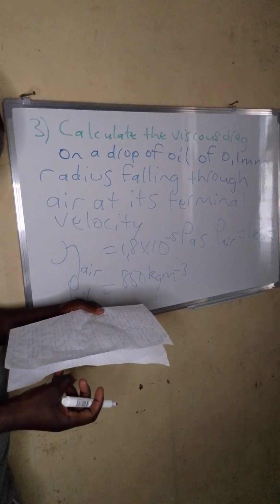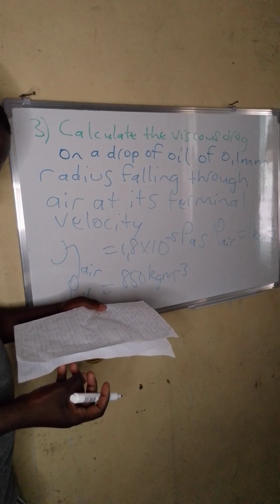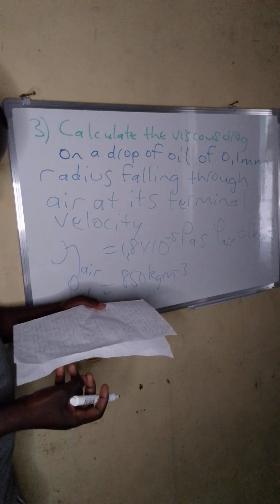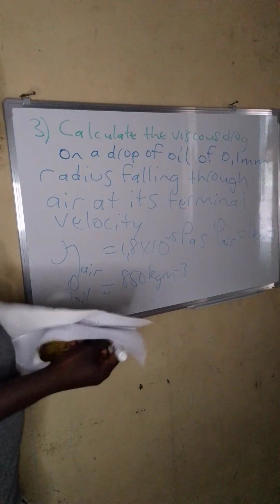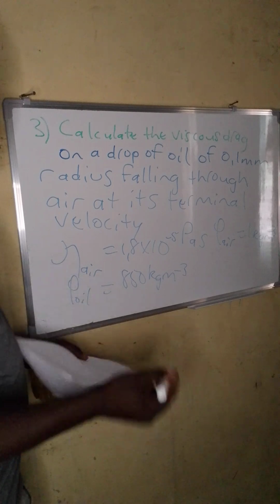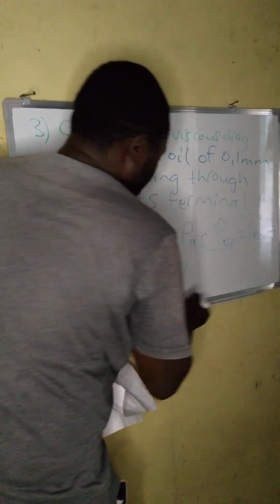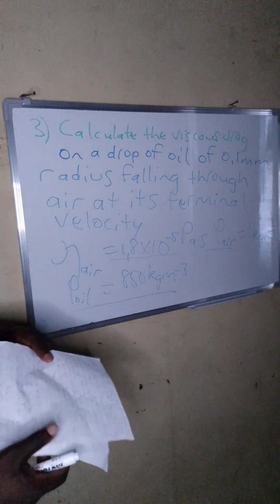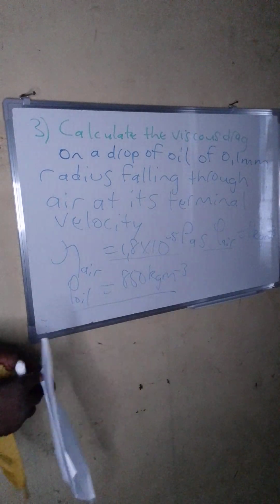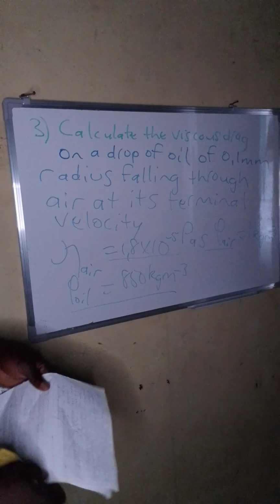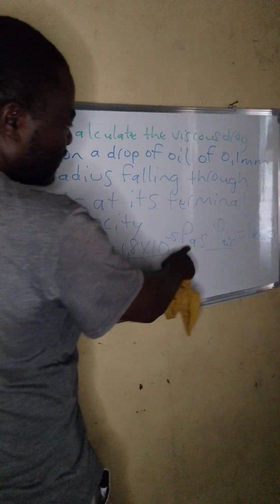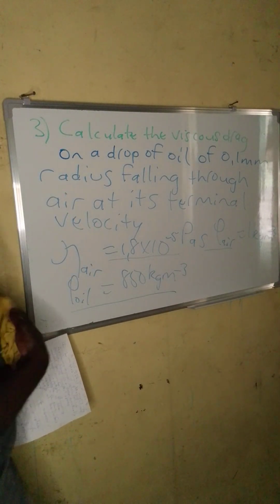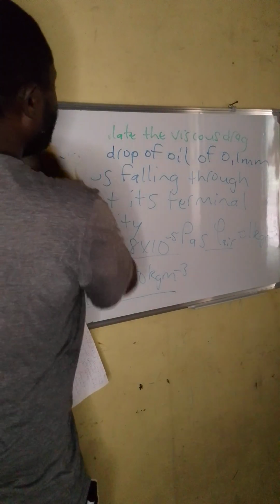We've got the coefficient of viscosity of the air, density of oil, and density of air. We want to calculate the viscous drag force. We are told it is falling at terminal velocity, so first of all we should calculate the terminal velocity, then finally calculate the viscous drag force. So take note of this data. How do you go about this question? It's very simple.